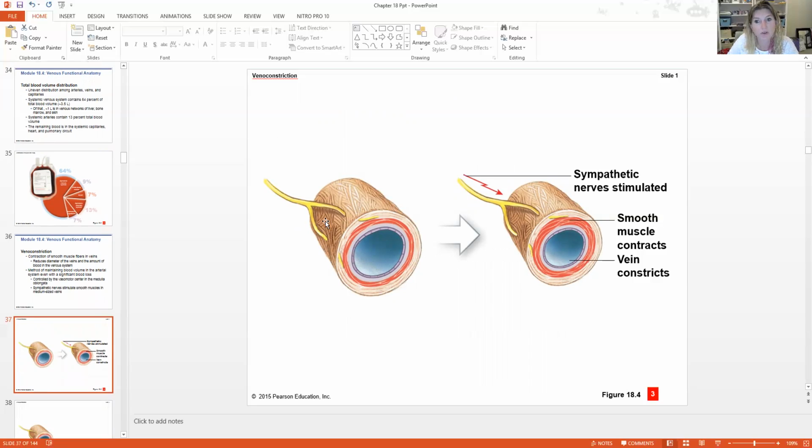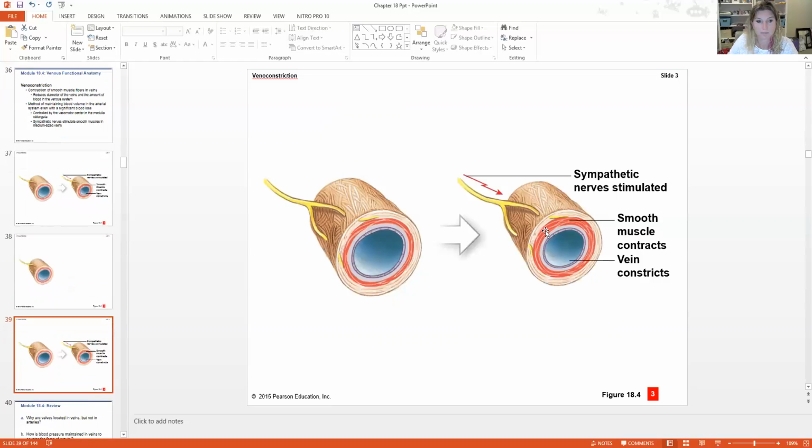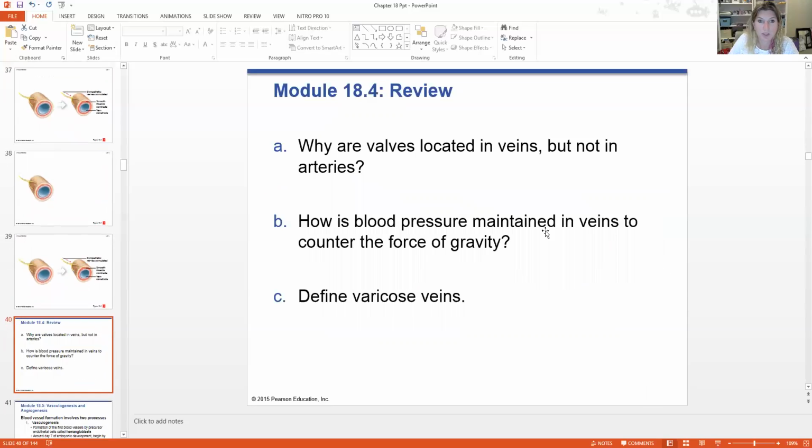When there's no sympathetic innervation, they're relaxed, but when the sympathetic nervous system is activated, our veins are going to contract and get smaller in diameter, reducing the blood flow in those veins and then accelerating the blood flow to different areas of the body. You can pause the video here, go back and review this little section about veins.